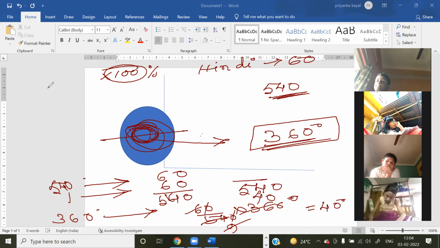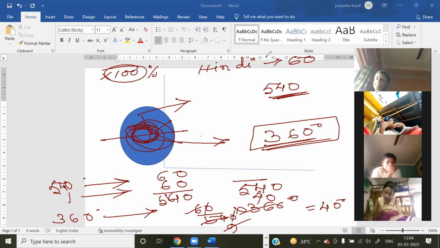Yes, ma'am. But ma'am, how will we know which one is 40 degrees? With the help of a protractor. This is not in your syllabus, okay? How to draw this angle with the help of a protractor. But I'll explain this, don't worry, before the exam also. But at first, let me complete the syllabus, okay?